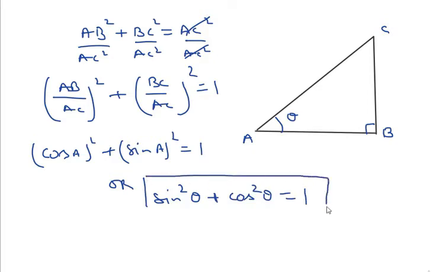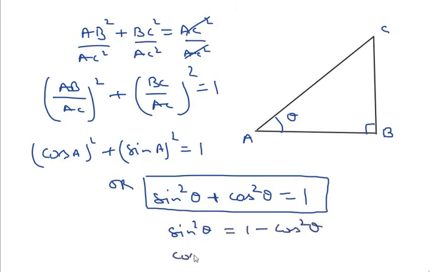This is the first identity which you have to learn, and with the help of this identity you will solve the question. And you can see here sin square theta will equal to 1 minus cos square theta, or we can have cos square theta is equal to 1 minus sin square theta. Now let us learn more identity.